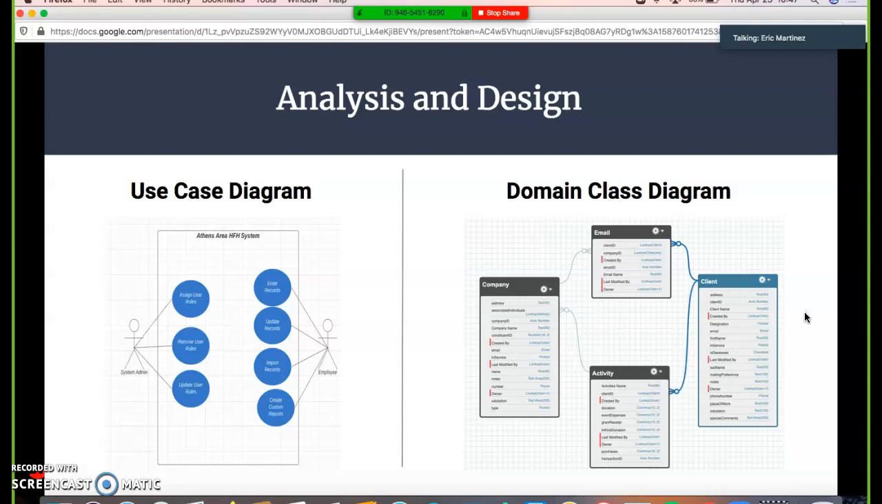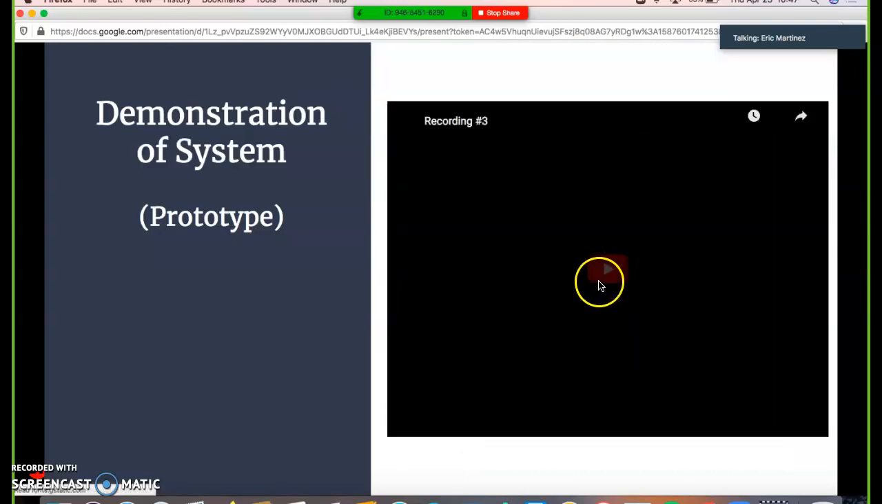On the left is the use case diagram displaying at large how two Athens Habitat for Humanity users, the system admin and the employee, would interact with the system. And on the right is the domain class diagram as it was actually designed in the Salesforce system. And now we'll be showing you a video that demonstrates our prototype.